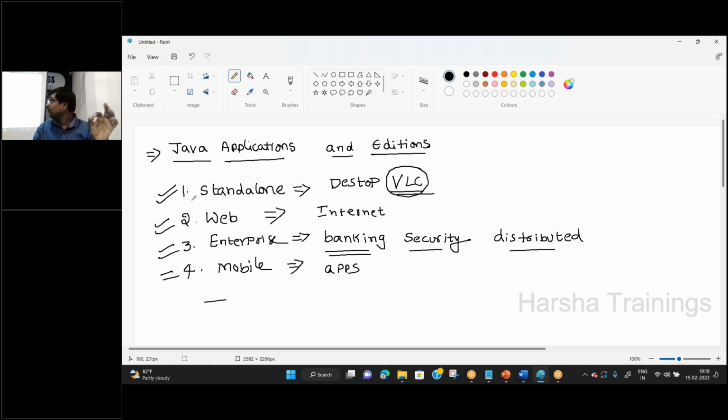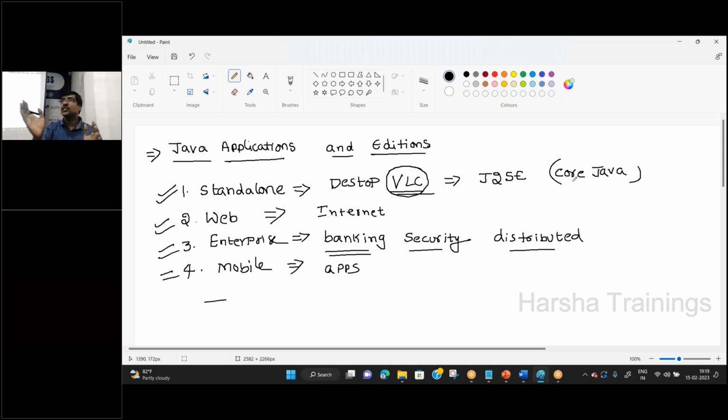Now, for developing standalone applications, they developed an edition, J2SE. J2SE, Java 2 Standard Edition. Generally in the institutes, this is called Core Java. Actually, there is no term of Core Java or Advanced Java. Remember this thing. The institutes simply divide it this way.